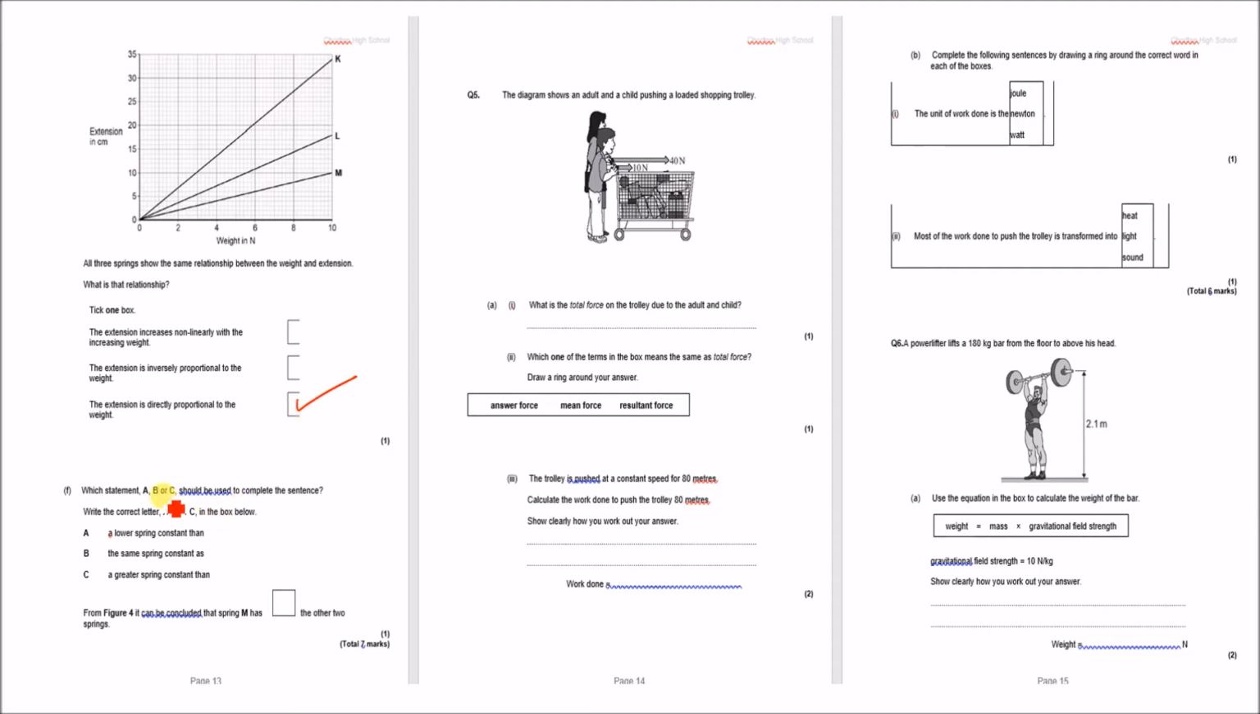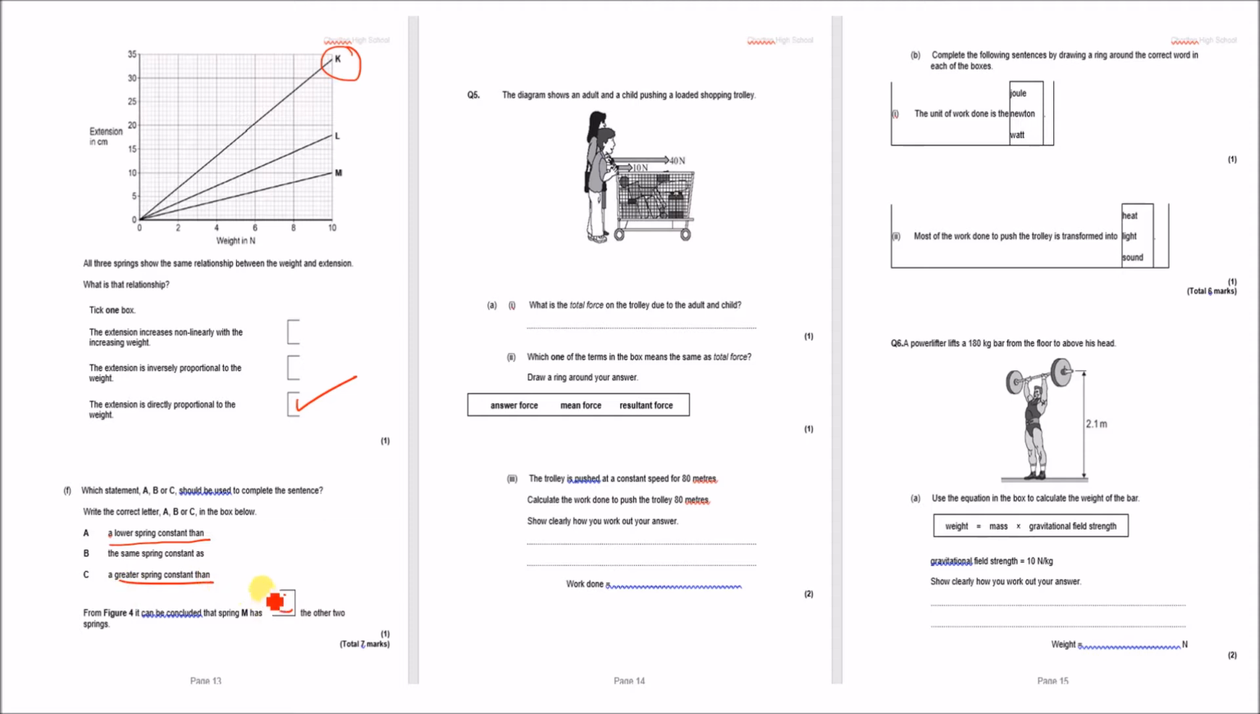Okay, the next question, which statement A, B or C should be used to complete the sentence? From figure 4, it can be concluded that spring M has something the other 2 springs. So spring M, does it have a lower spring constant? Well, no, it can't have a lower spring constant because if it did, for the same amount of weight, it would have a greater extension. So that means that K has the lowest spring constant. The same spring constant, well, they'd all have the same line, they'd all be at the same point, and that doesn't happen. So it's telling you that it has the greatest spring constant.